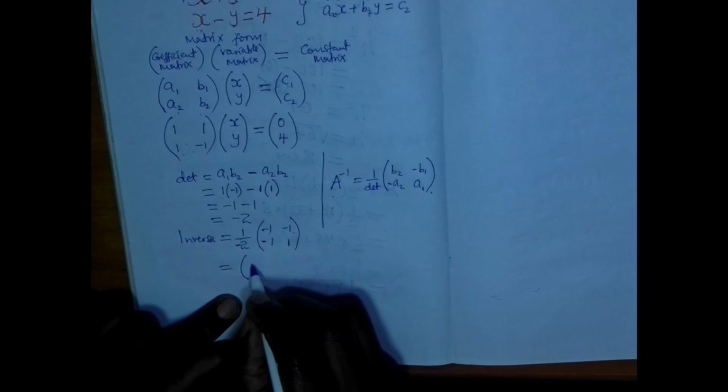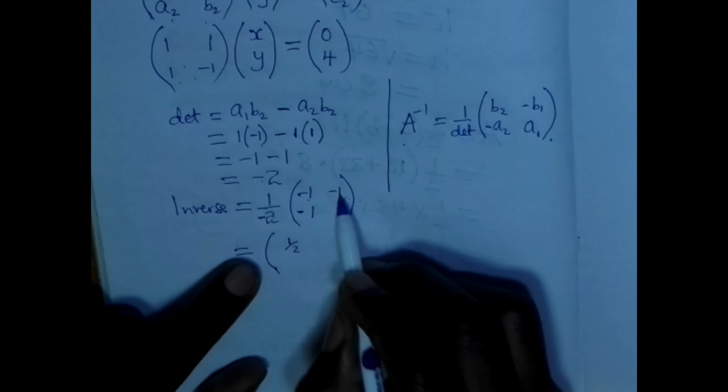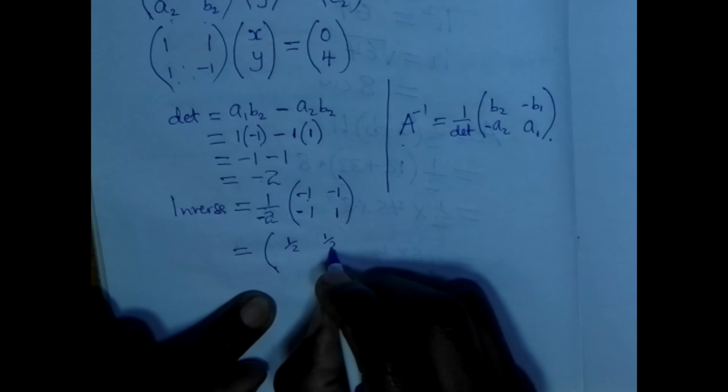Minus a half times minus 1, so we have positive a half. Then the other one, minus a half times minus 1, so positive a half. Then minus a half times minus 1, we get positive a half. And lastly, minus a half times 1, we get minus a half.